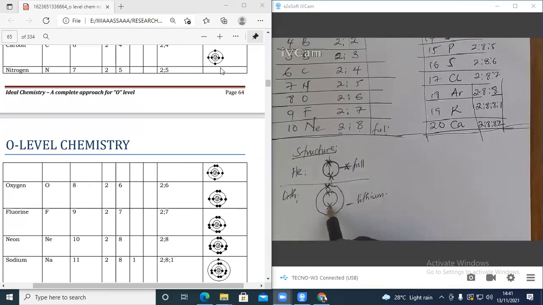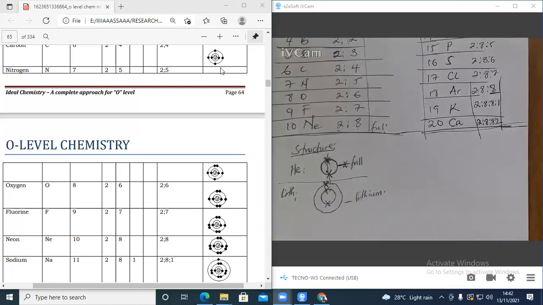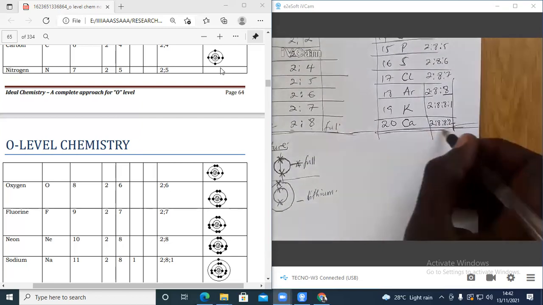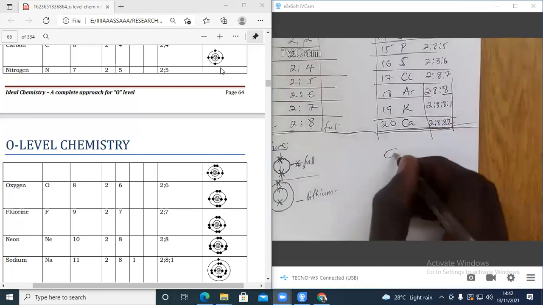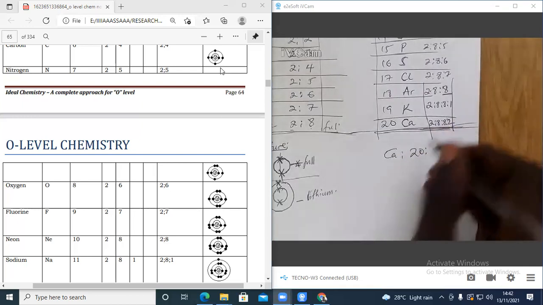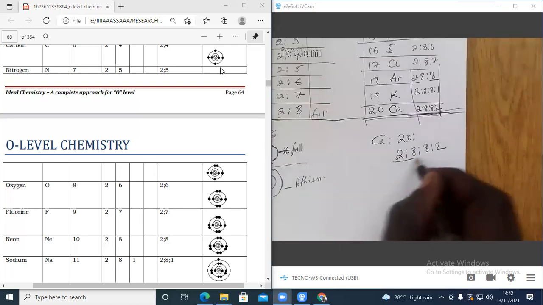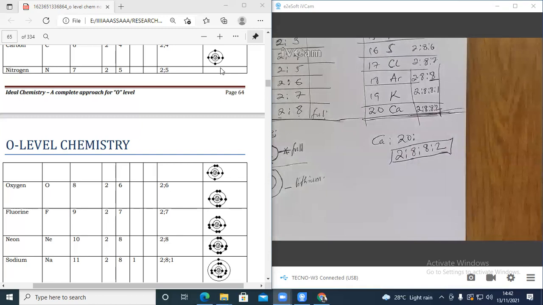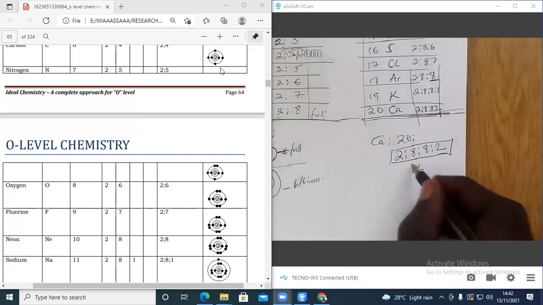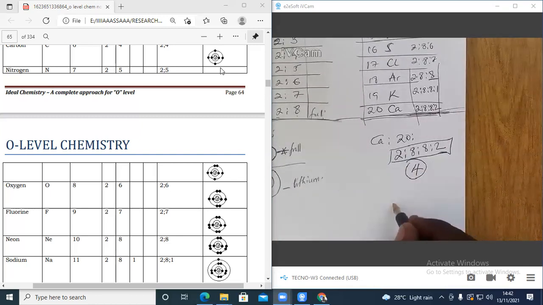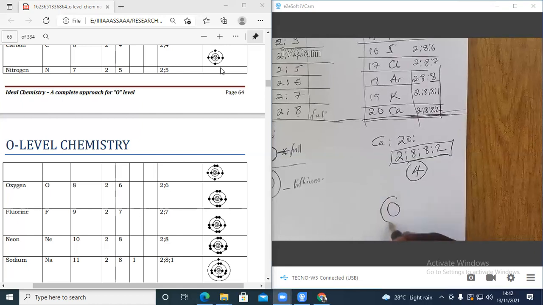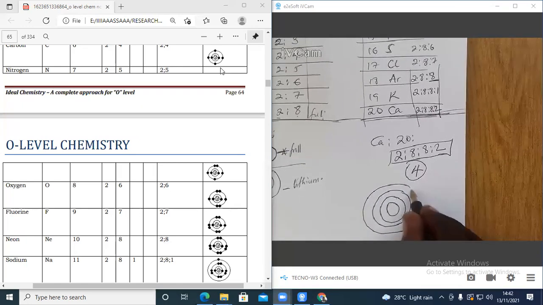This is the first 2 because they are full. Then if they tell you to draw the one of calcium, Ca, which is 20, its electronic structure is 2 to 8 to 8 to 2. These are how many shells? 4 shells. So you draw 4 shells, starting from this one. You say 1, 2, 3, 4. Then you fill them.